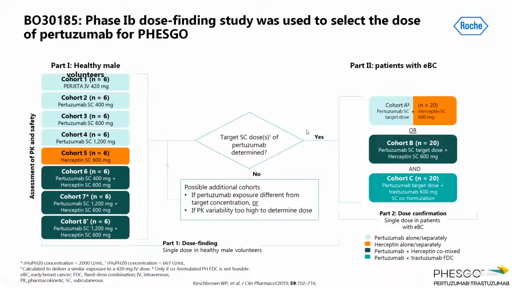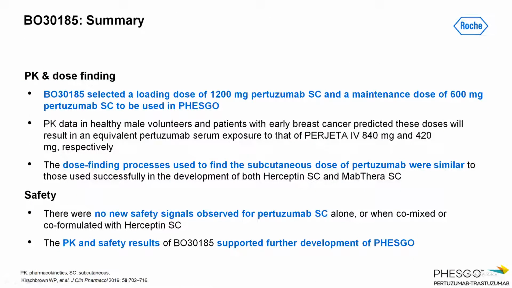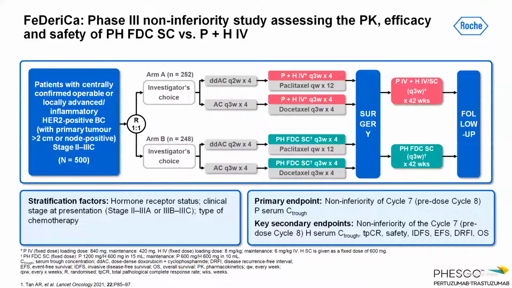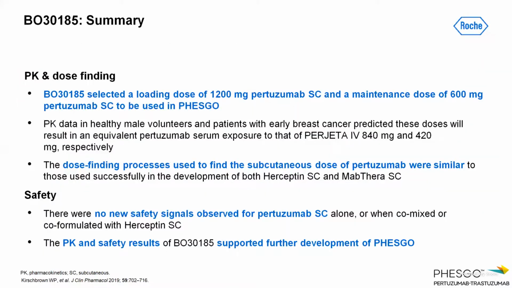So I will not go into detail of the phase 1 study, but basically they found that a loading dose of 1200 mg of pertuzumab and maintenance dose of 600 mg of pertuzumab is the dose which is recommended for further studies. And the pharmacokinetic data agreed that it achieves the required concentration in the tissues without compromising the safety.